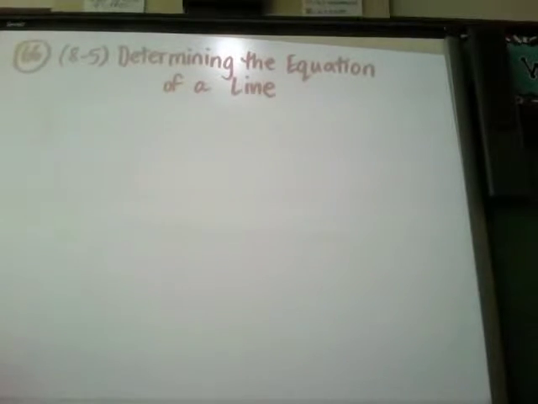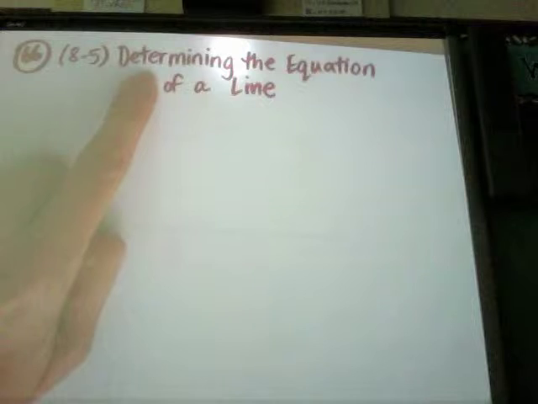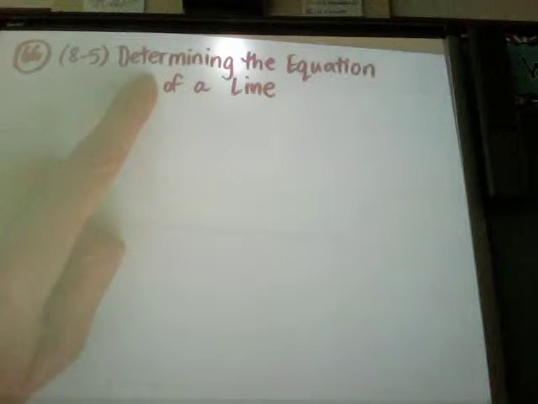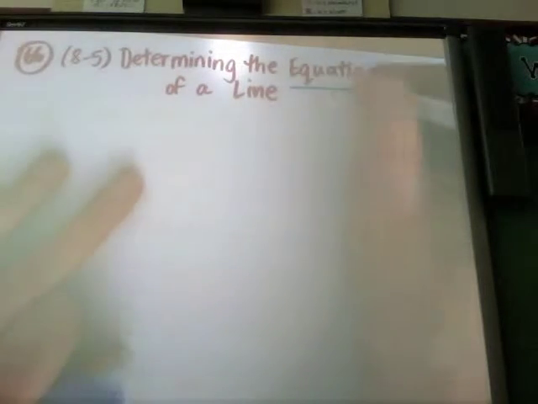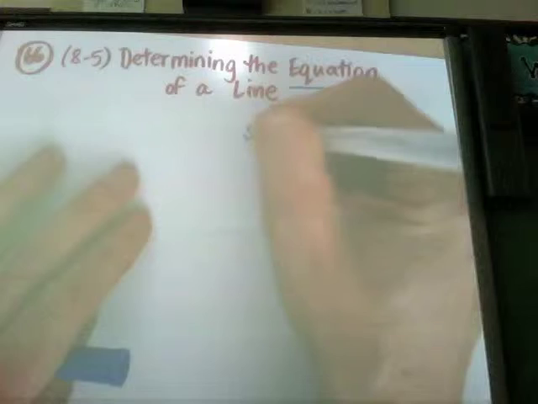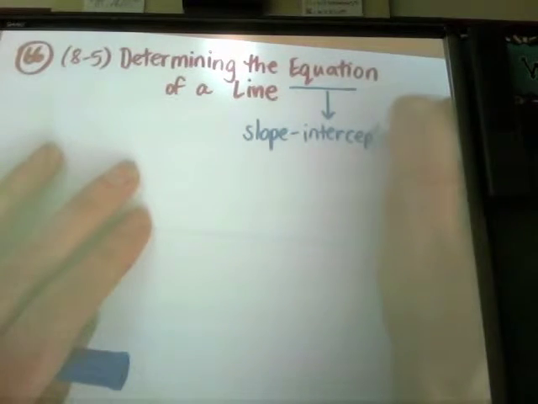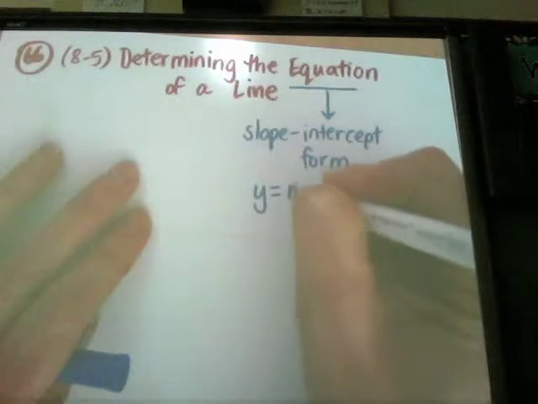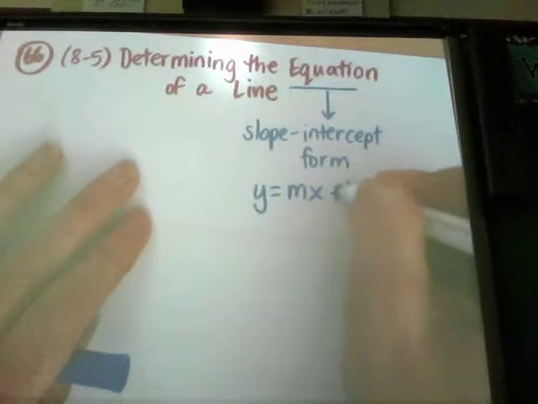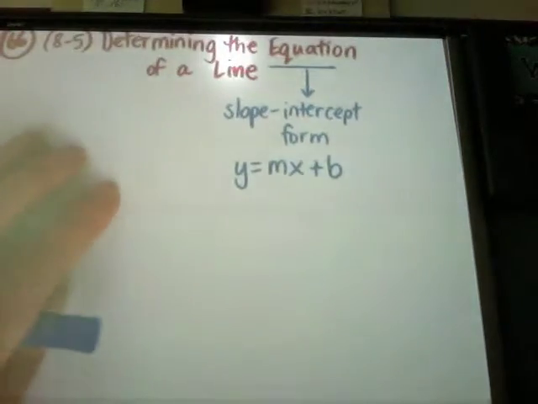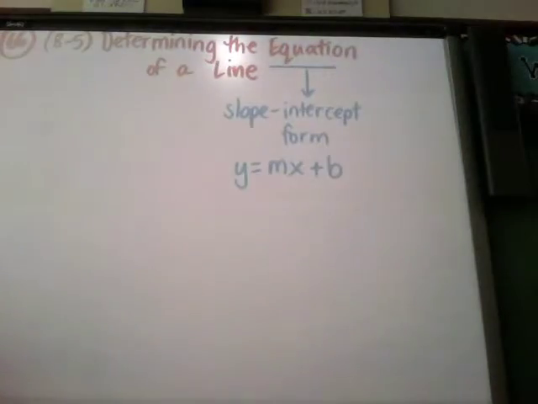The equation of a line. Basically what this means is we need to figure out and write the equation that would match with the information that we're given. I'm going to suggest that when you write the equation, you might want to do it in slope-intercept form. Remember, that means y equals mx plus b is sort of the standard form. That's what we started looking at yesterday.